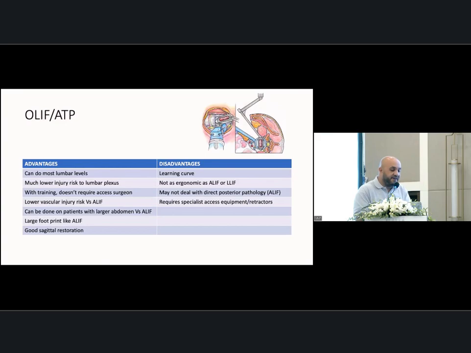And then OLIF, very similar to ALIF, and something in between ALIF and an XLIF. The difference is you don't go through the psoas muscle, so the risk of injury to the nerves is much lower.